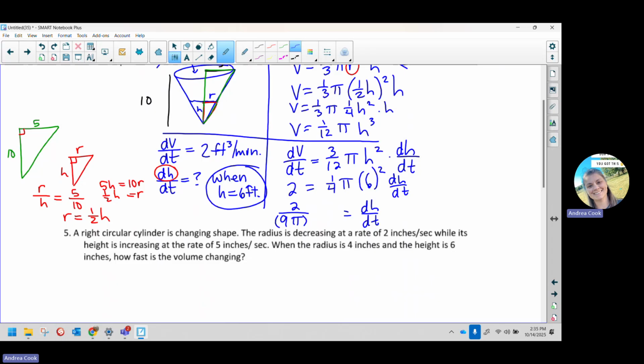What are my units? Feet per minute. Why is it not feet cubed? Because it's height. Height is measured in feet, not cubic feet.